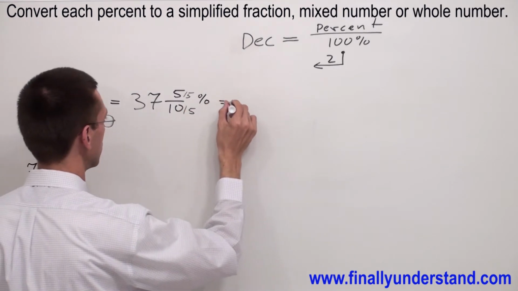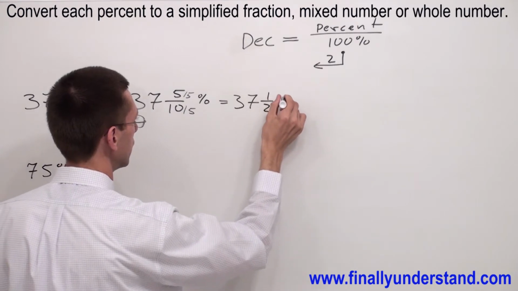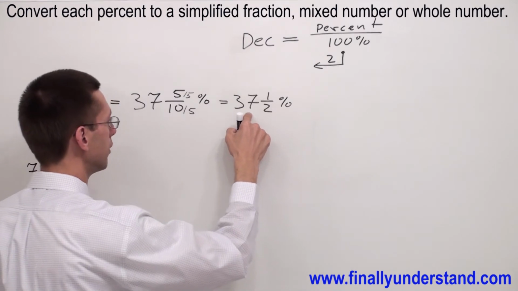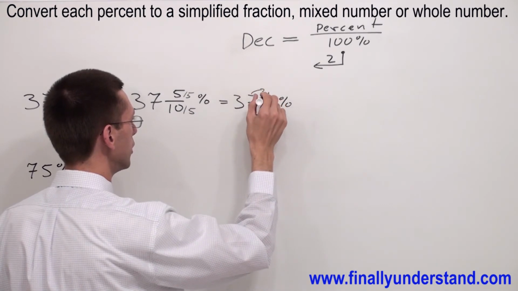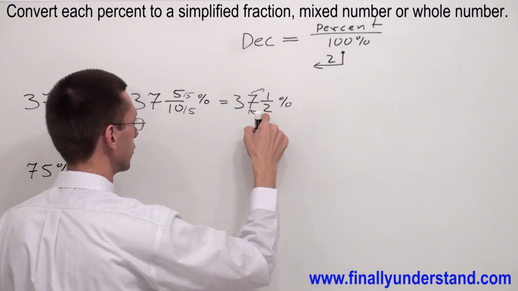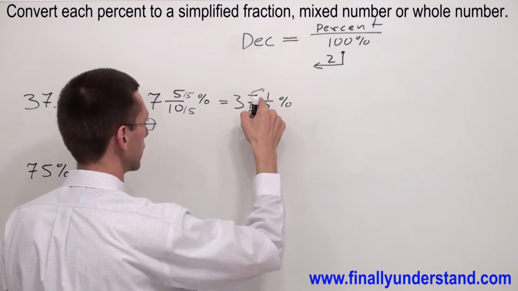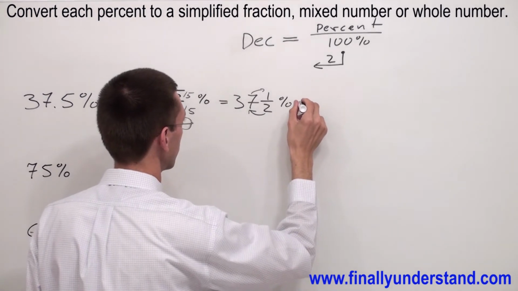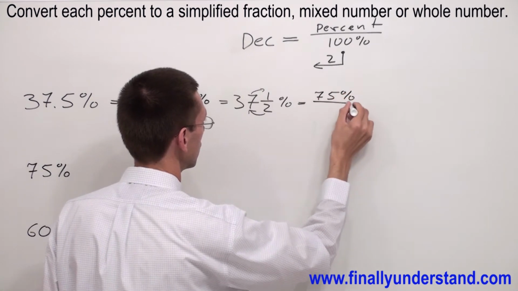That's why I'm going to have 37 and 1/2%. In order to find the fraction, we have to convert the mixed number to an improper fraction and divide everything by 100. That's why I'm going to have 2 times 37 is 74, plus 1 is 75. That's why I'm going to have 75% over 2.